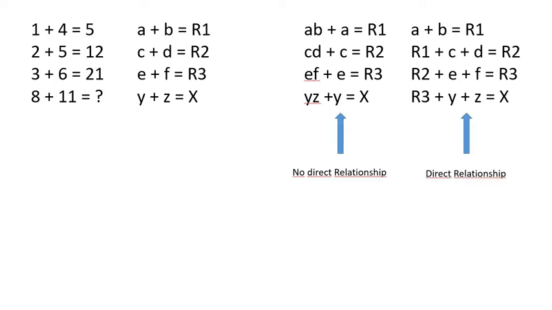It may be interesting to know what a direct relationship is and a non-direct relationship. Maybe it's easier to explain first what a direct relationship is. As you can see, the result of the previous equation is used to solve the next equation. On the left side, without the direct relationship, this is not the case. Every equation is solved on its own. So no previous results are necessary to come to a solution.